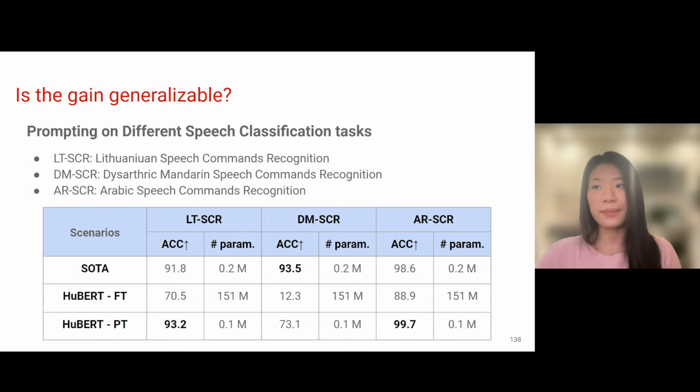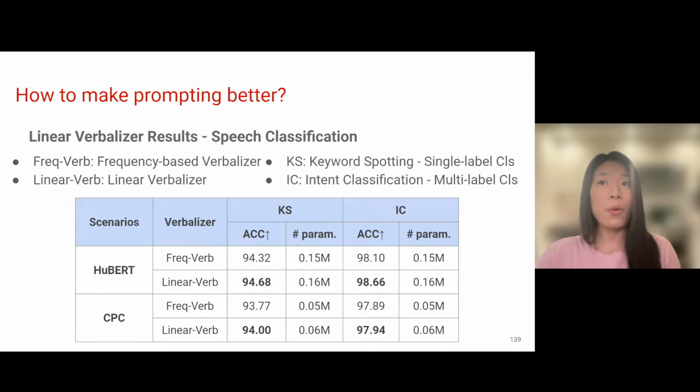command tasks. Furthermore, we investigated how to make the prompt tuning method better, where we propose a linear verbalizer method here, which uses a neural network to learn a mapping between the pseudo classes of the unit language models and the ground truth data classes.